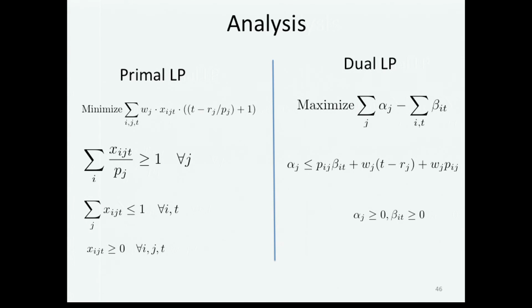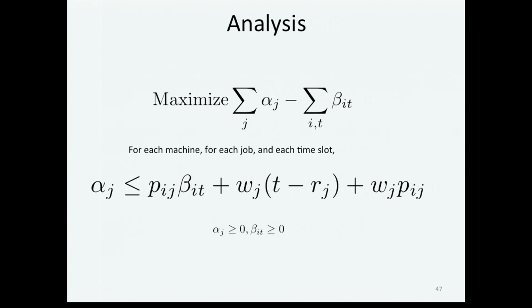And the dual has the following form, where you want to maximize summation over alpha j minus summation over beta it, subject to this constraint. So let me zoom this in, where for each machine, for each job and each time slot, there is a constraint. Okay, so there is one variable alpha j, and this quantity which needs to be satisfied at every time t for every machine.